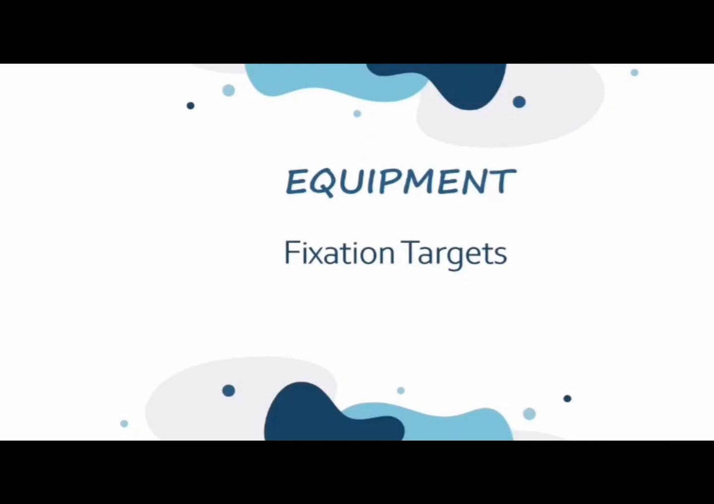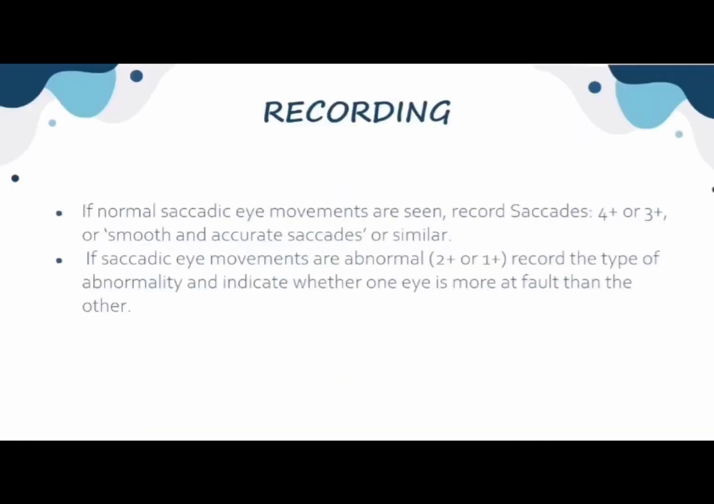The equipment needed for this test is only a fixation target and the recording sheet. If normal saccadic eye movements are seen, record saccades as 4 positive or 3 positive, which stands for smooth and accurate saccades. If saccadic eye movements are abnormal, which is 2 positive or 1 positive, record the type of abnormality and indicate whether one eye is more at fault than the other.